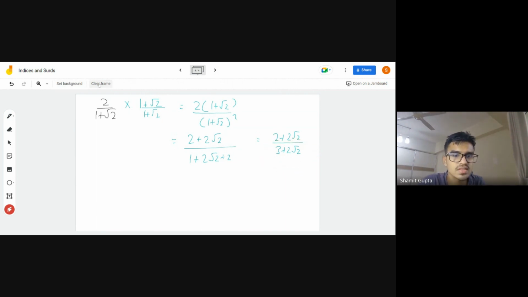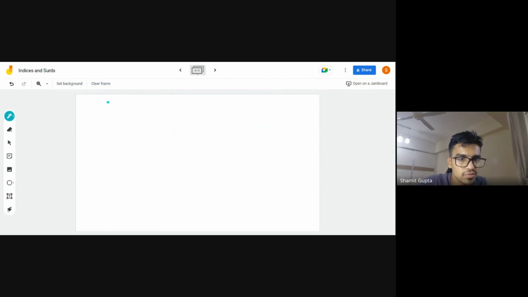So what is the solution? Suppose again you have 2 over 1 plus surd 2. The perfect thing to multiply it with is 1 minus square root of 2 over 1 minus square root of 2. Now, what's special about this?